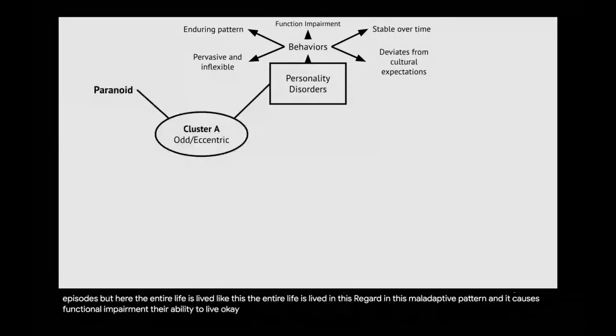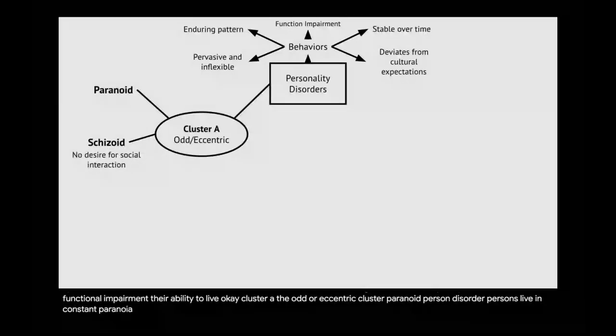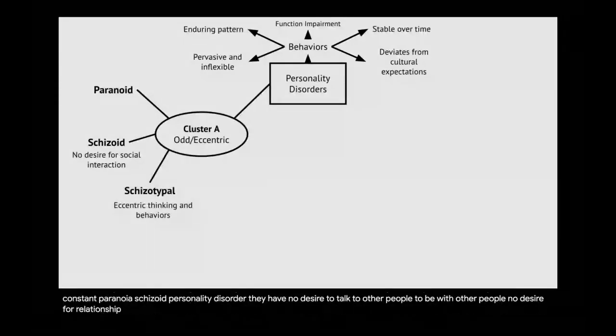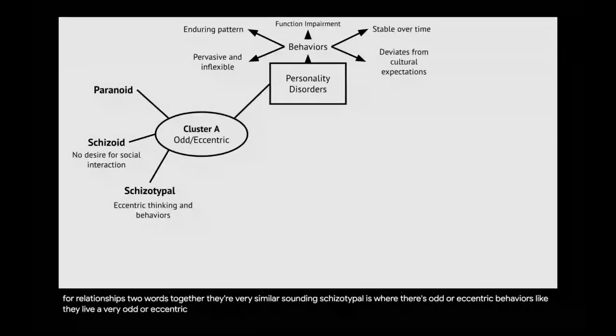Okay, cluster A, the odd or eccentric cluster. Paranoid personality disorder, persons living in constant paranoia. Schizoid personality disorder, they have no desire to talk to other people, to be with other people, no desire for relationships. Schizotypal, and who ever thought to put two words together that sound so similar? Schizotypal is where there are odd or eccentric behaviors, like they live a very odd or eccentric life.